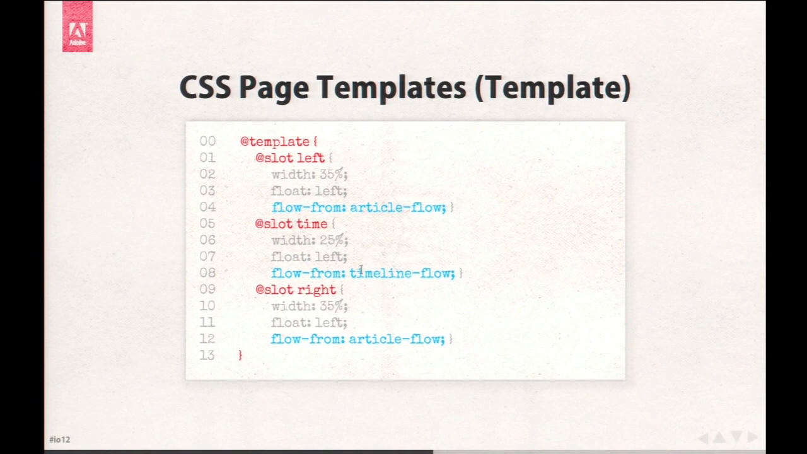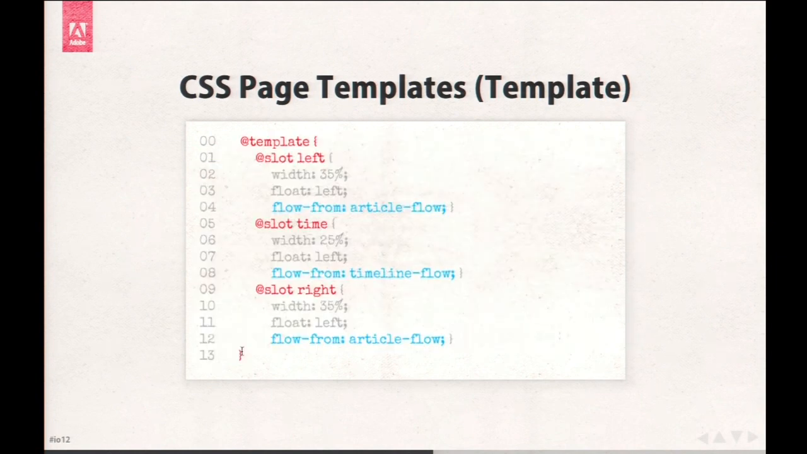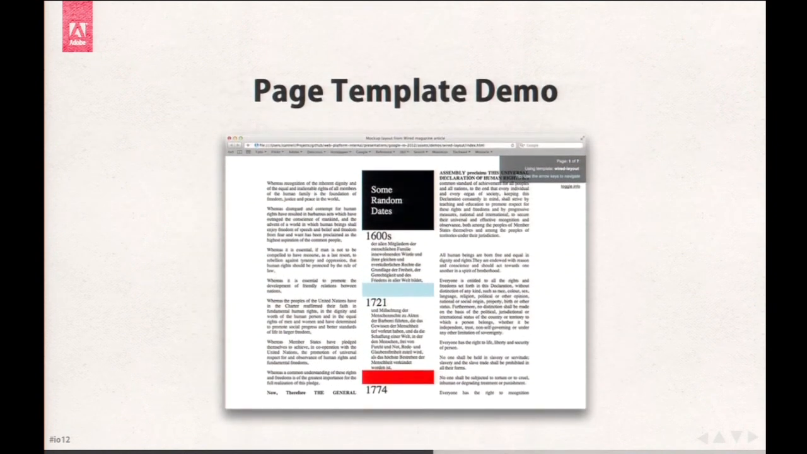So the templates themselves, you use this at syntax to define them. So we have an outer definition of a template here, and then we have slots inside of the template. In this case, we have a left template and a right template. Both of these are getting their content from this article flow. And then we have a center slot, which is getting its content from the timeline flow. So pretty straightforward, simple, declarative stuff, CSS that everyone's comfortable with. And the result is something like this.